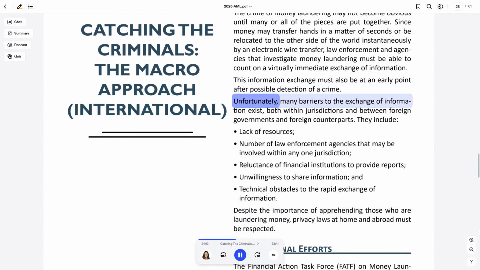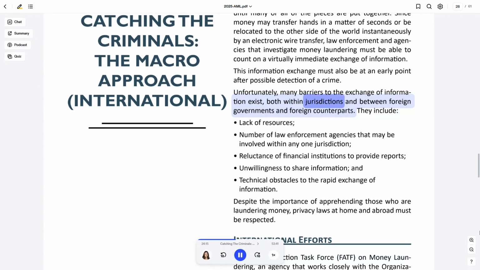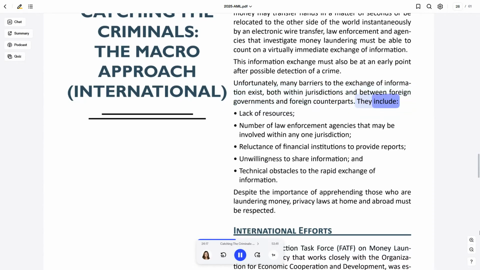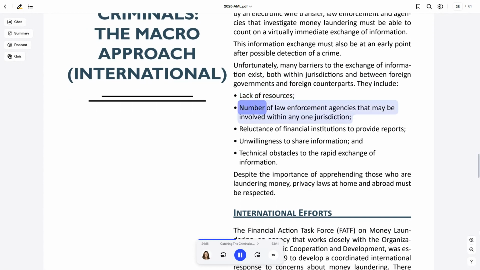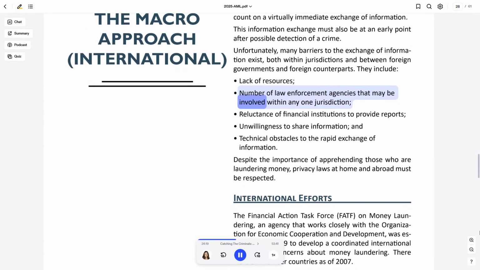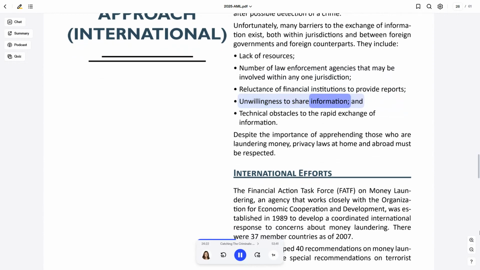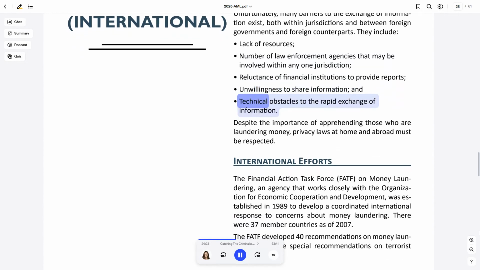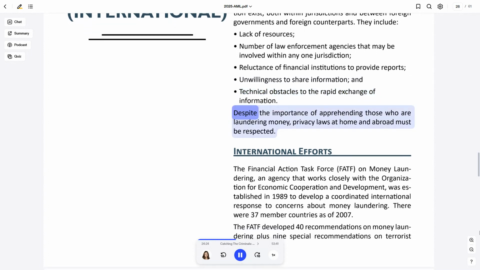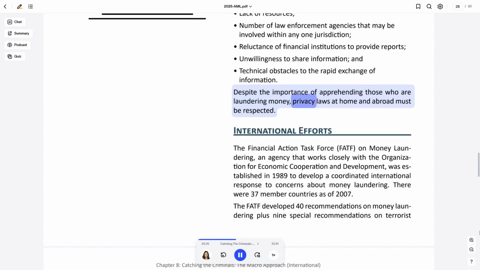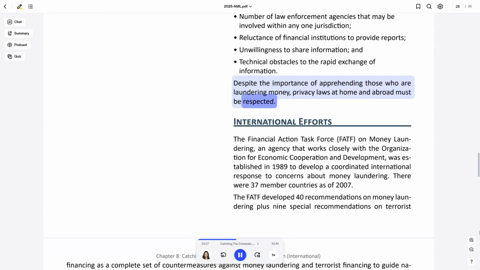International. Unfortunately, many barriers to the exchange of information exist, both within jurisdictions and between foreign governments and foreign counterparts. They include lack of resources, number of law enforcement agencies that may be involved within any one jurisdiction, reluctance of financial institutions to provide reports, unwillingness to share information, and technical obstacles to the rapid exchange of information. Despite the importance of apprehending those who are laundering money, privacy laws at home and abroad must be respected.